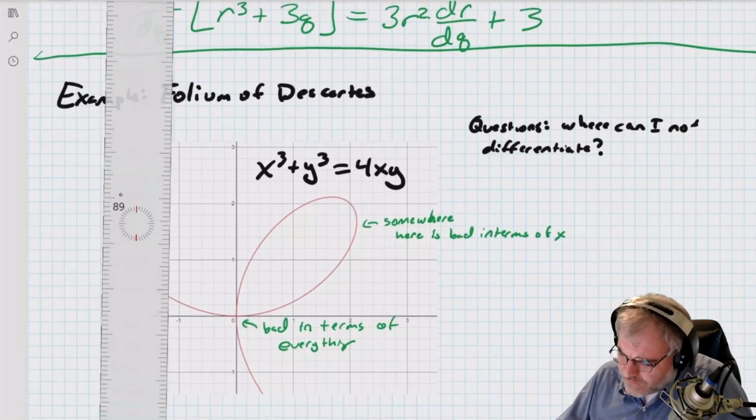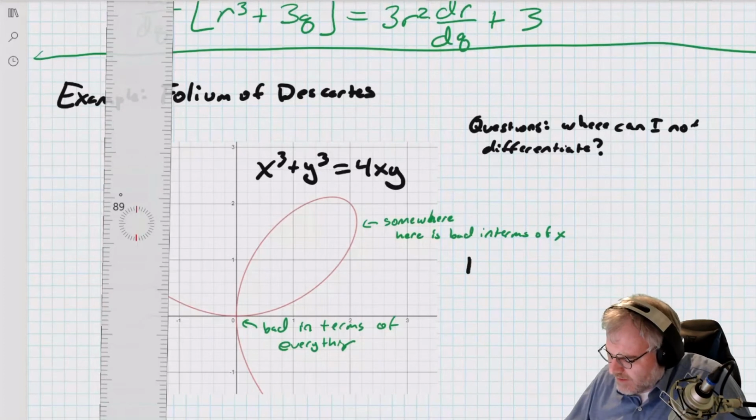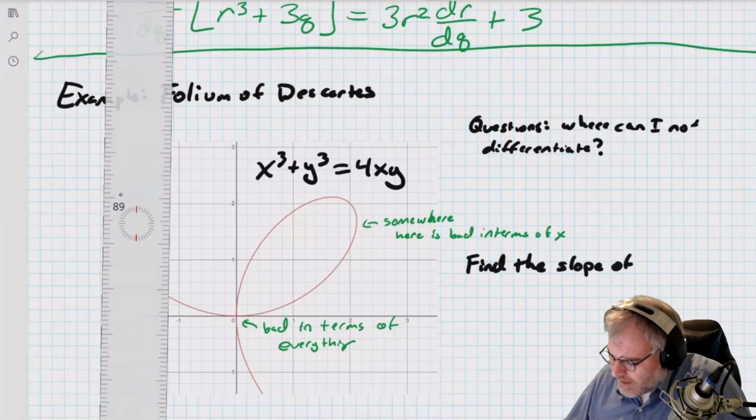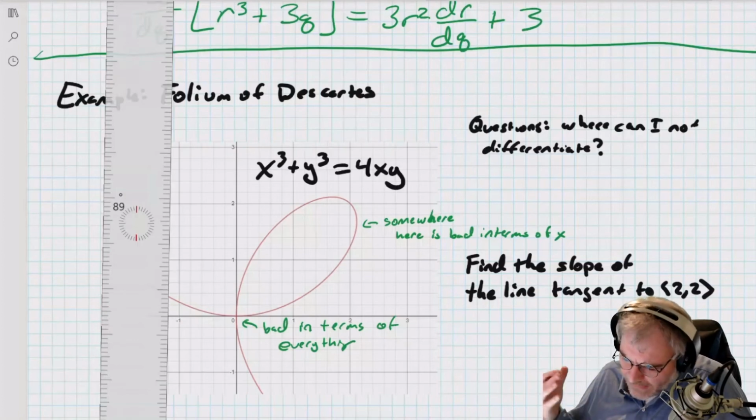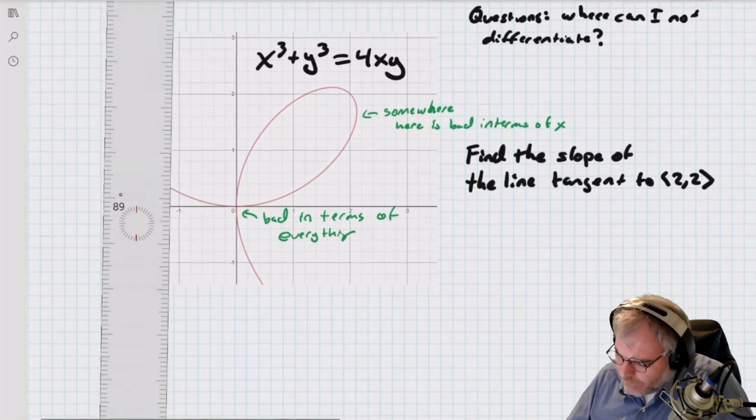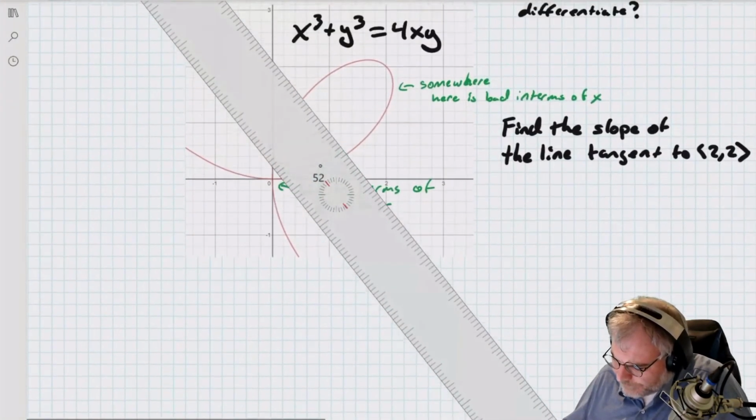So question 2, find the slope of the line tangent to 2, 2. Okay, so I want to find this line right here.